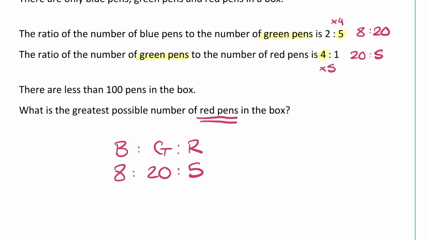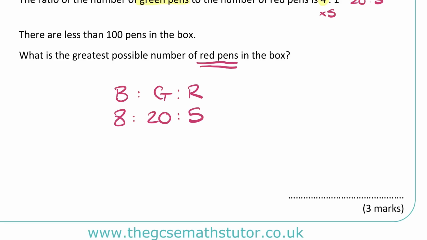It says that there are less than 100 pens in the box. Now if this ratio was the exact amount of pens, obviously it's multiples of 20, 8 and 5, whichever order we look at it in, but if we add those together, that would be 33 pens. So we can have more than this particular multiple. We can multiply all of these by anything, because there could be double that amount. There could be 66, and that would be timesing them all by 2. If we times them all by 3, well, that would be 99 pens in total. And that is really close to 100.